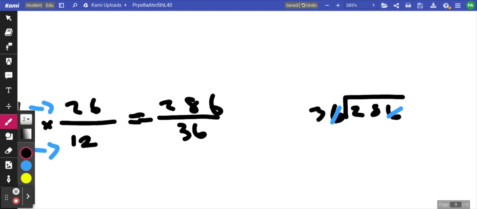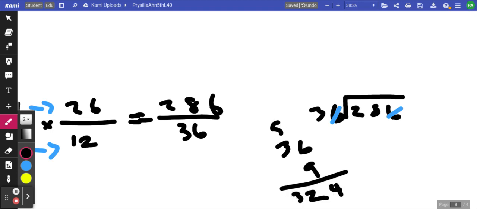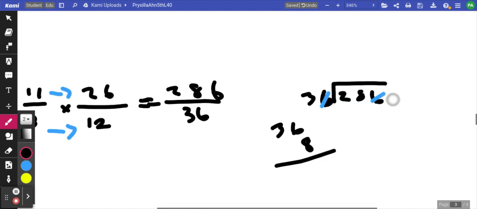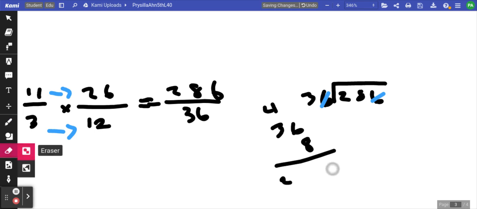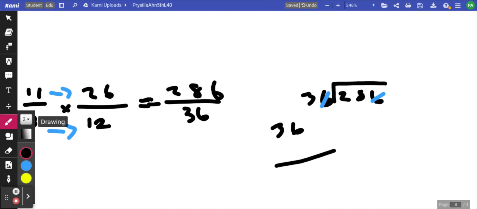So now we're going to bring back 36 and multiply by 9 to see if it works. So 9 times 6 is 54. So this is a little too big. So now we're going to go down. We're going to try 8. Let's try 8. 6 times 8 is 48. And 3 times 8 is 24. And then plus 4 is 28. It's still a little bit above. 288 is a little above 286. So now we're going to try 7, which should probably work.